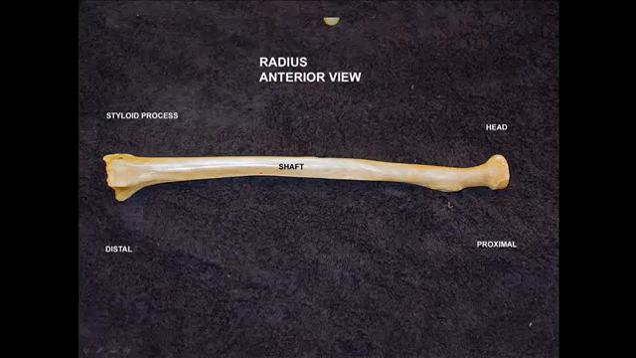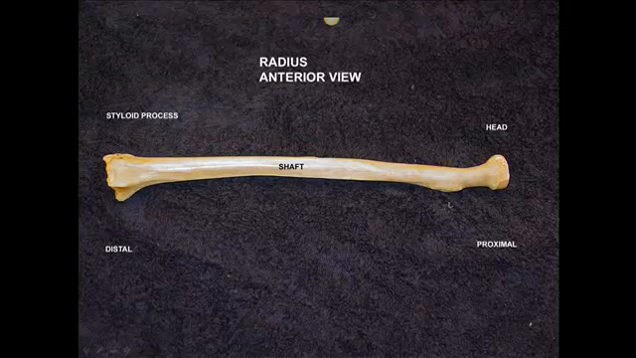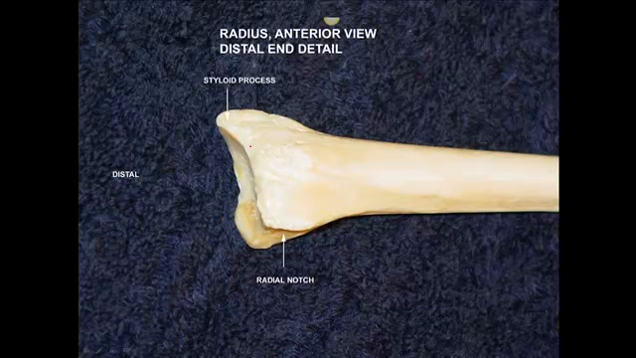So moving on down to the radius, and the radius is on the thumb side of your arm. It goes down to your thumb side. So again, we have the head. This is the proximal end. This is the distal end. This is the shaft. This is the styloid process right here. Here's a close-up view. Again, the styloid process is right here.